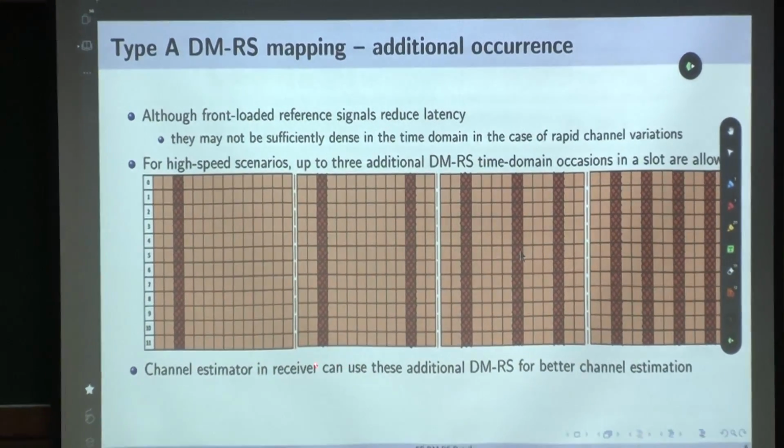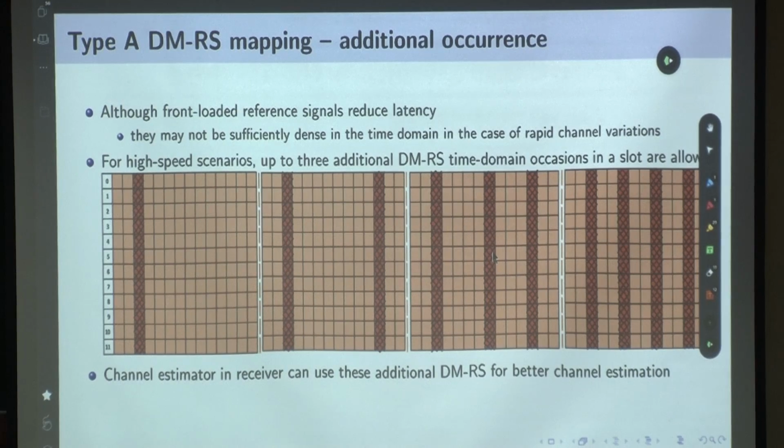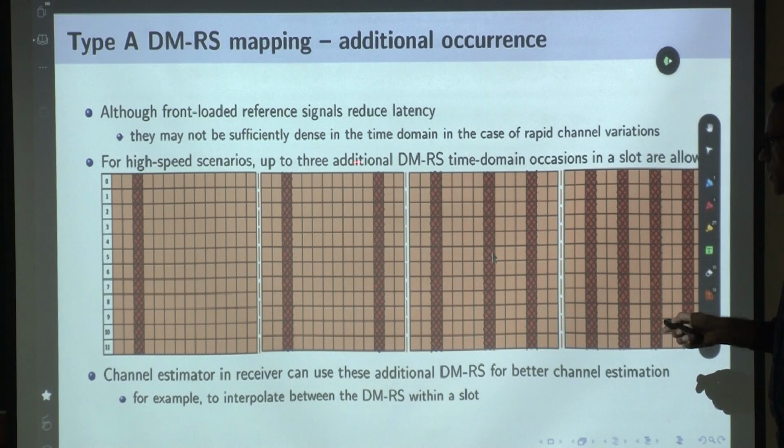So the channel estimator in the receiver can use this additional DMRS for better channel estimation, for example, to interpolate between the DMRS within a slot. What will happen? The UE will estimate the channel here, and estimate the channel here. What will it do for these intermediate symbols? It will interpolate the channel. Correct? Now, what kind of interpolator you design again?